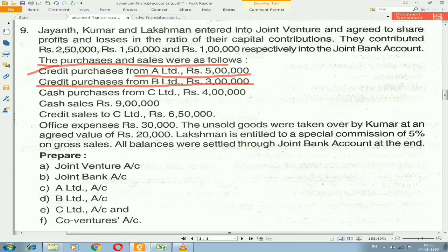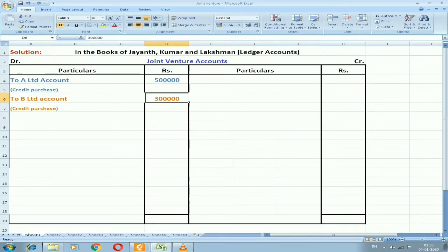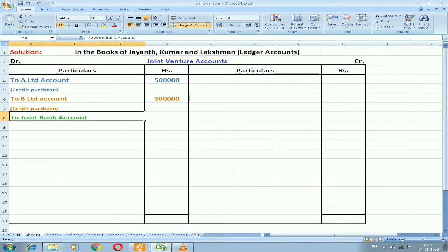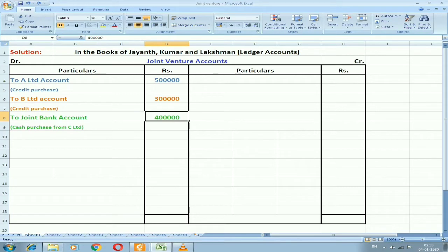Then the third one, we have cash purchase from C Limited. Here there is no need to enter it in C Limited account because it is a cash purchase. If the cash is going out, then we need to record it under the bank account. So to joint bank account, cash purchase from C Limited 4 lakh.